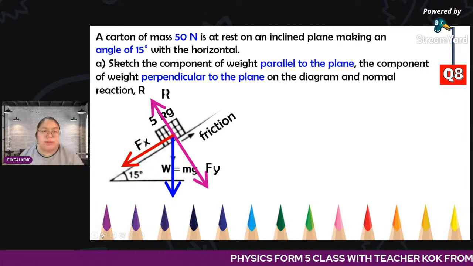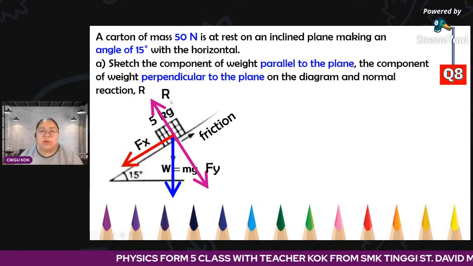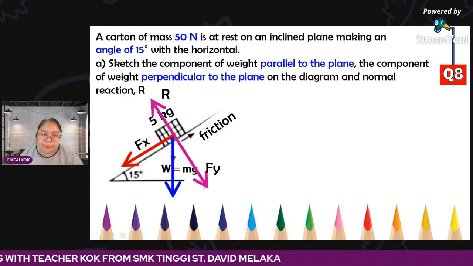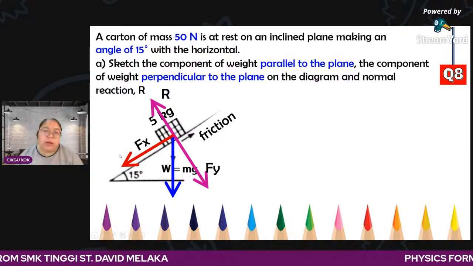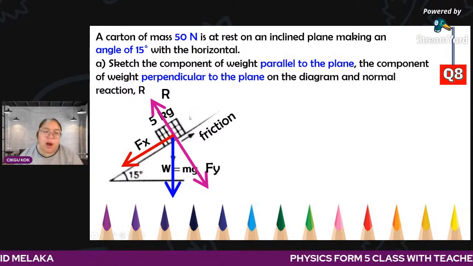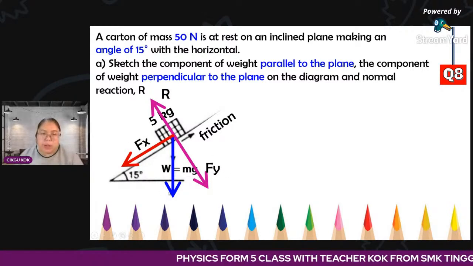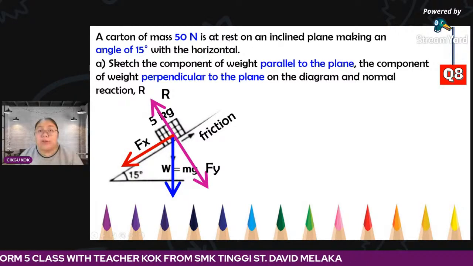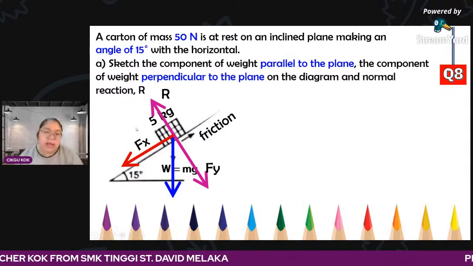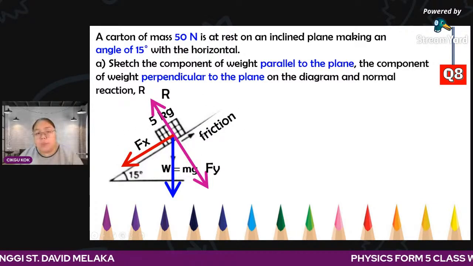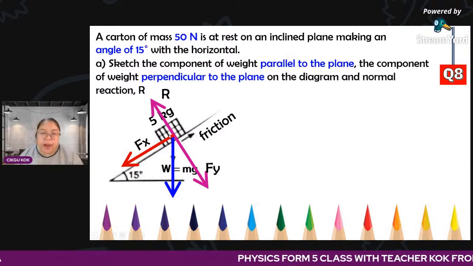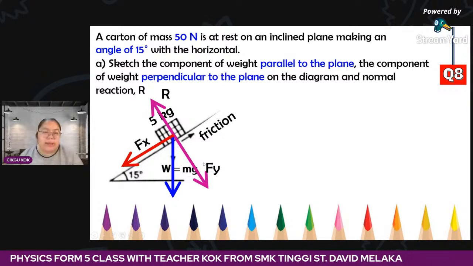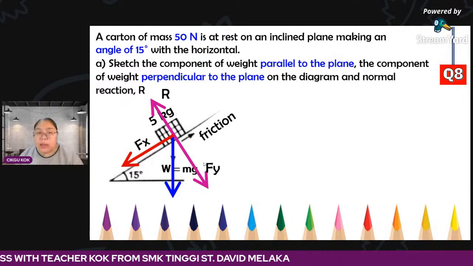So I go to label. This one is R, the normal reaction. This one is Fy. Fy is the component perpendicular to the plane. This one is parallel to the plane. So we got Fx, we got R, we got Fy, we got mg, that's the weight. So understood. The question mentioned already, this one is in equilibrium, that's at rest. So that means the friction and Fx are sure to be the same because they are in opposite directions. The object is at rest, so understood, the friction and Fx must be equal. Another thing is R and Fy must be the same, because it is balanced.